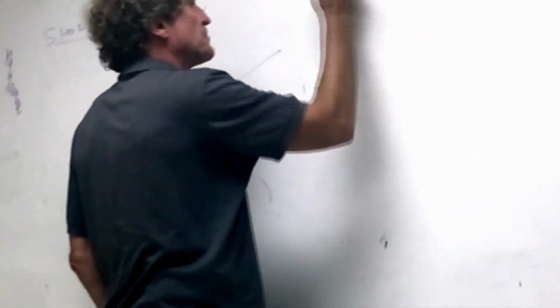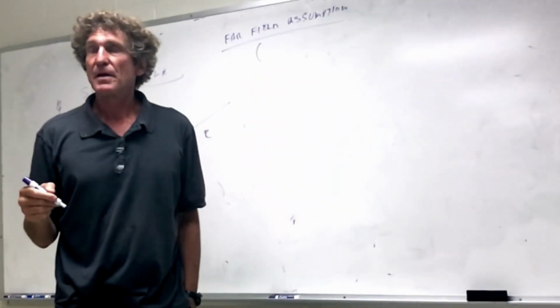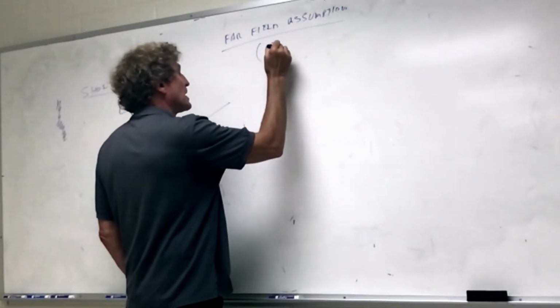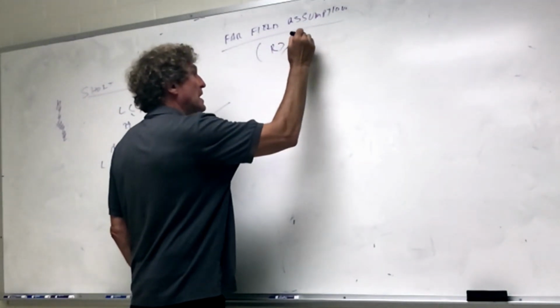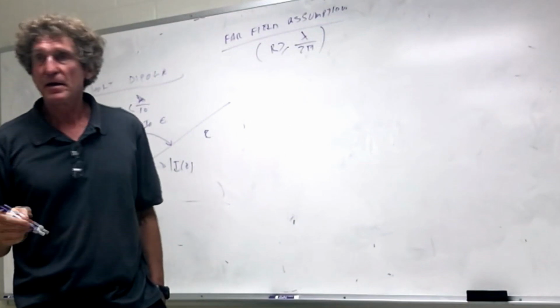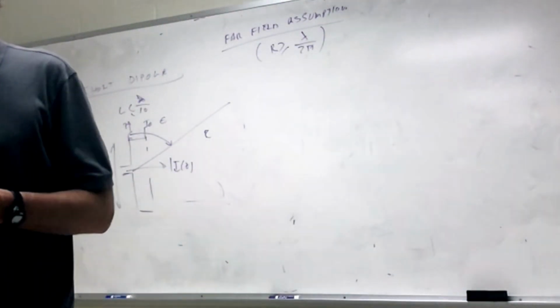By the way, what is the far field from a straight wire antenna? Does anybody remember? There is a distance where R has to be what? Greater than or equal to lambda over 2 pi for a straight wire antenna. Do you all remember that? Anybody? Now that's something you're going to need to know.